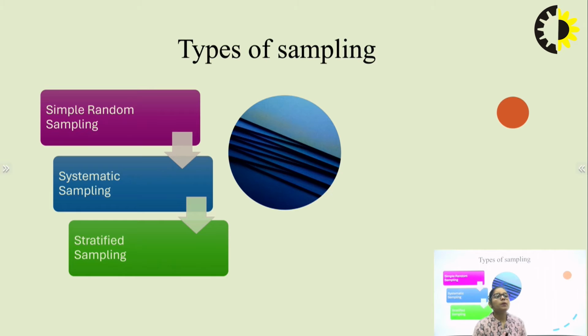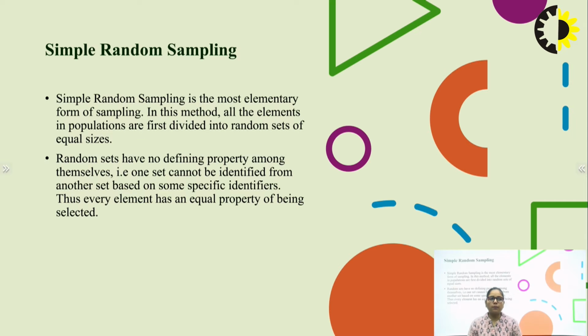Now, the next topic is the types of sampling. The first one is simple random sampling, the second is systematic sampling, and the third is stratified sampling. First is simple random sampling. Simple random sampling is the most elementary form of sampling. In this method, all the elements in the population are first divided into random sets of equal sizes. These random sets have no defining property among themselves, so one set cannot be identified from another based on specific identifiers. Thus, every element has an equal chance of being selected.